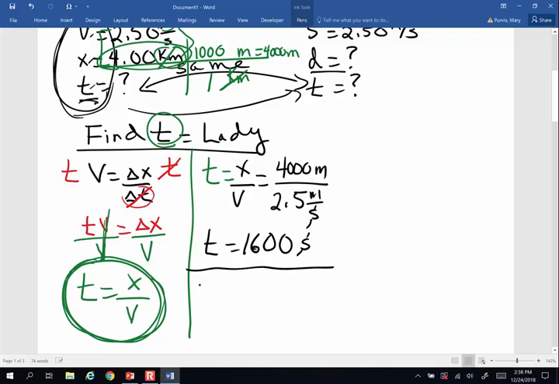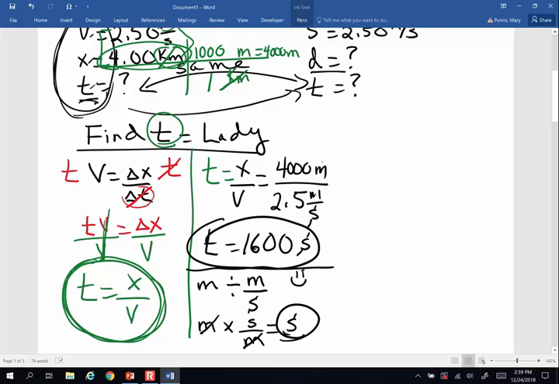Please get used to using your units as helpers. They will actually help determine if you did your algebra correctly. Meters divided by meters per second. If you remember long ago and far away when you learned how to multiply and divide fractions, to divide by a fraction, you multiply by the inverse. You turn this over. So this is going to be seconds divided by meters. Meters cancel meters, and I'm going to end up with seconds, which is a time unit. I'm looking for time, so hallelujah, that's a good thing. I got time units because I wanted time.